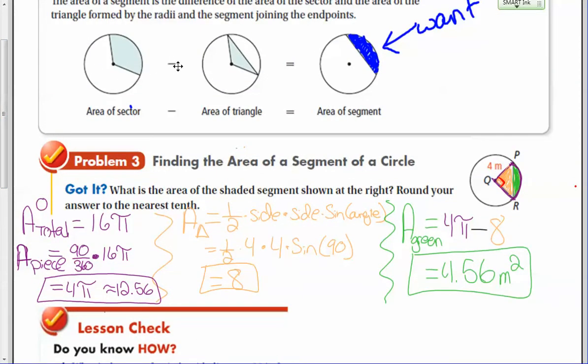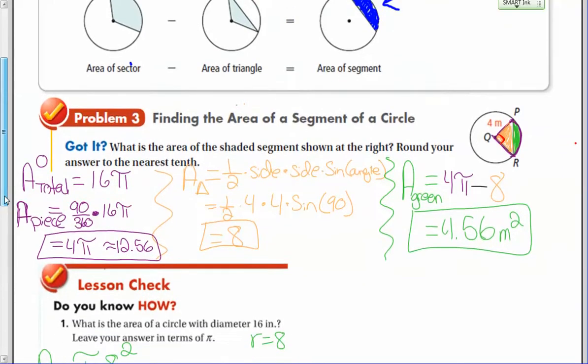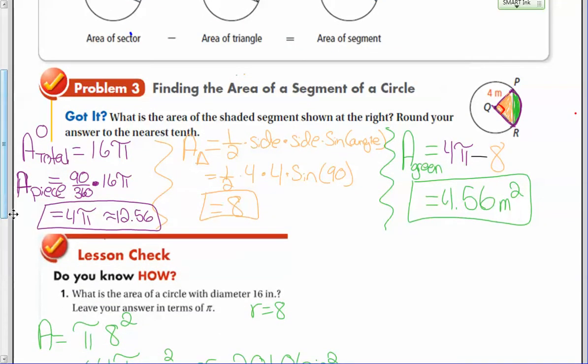Now I need to take away the triangle. And in this case, it's the orange triangle. Area of a triangle is 1/2 base times height. But there's this special little secret formula that I haven't told you guys yet. And it is 1/2 times the side, times the side, times the sine of the angle. And you've actually used this before, you just didn't know it. It's useful when you don't know the height of your triangle. And so we're going to go ahead and use that formula today.